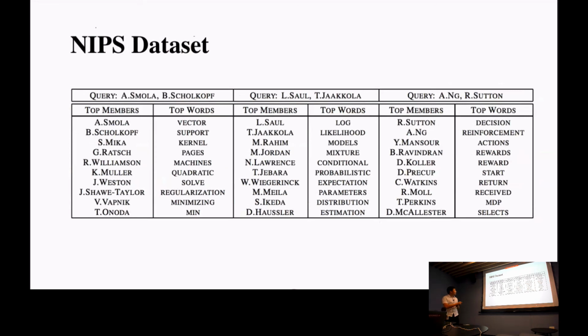For the NIPS dataset, if the query is Alex Smola and Scholkopf, I guess they return maybe co-authors and the topics that these people are working on.